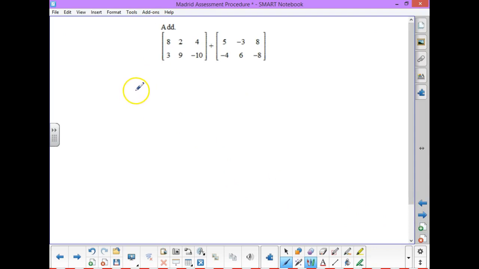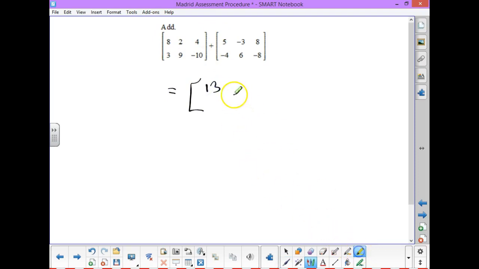Alright, this next one says add these two matrices. This is a lot like the first one, but a lot easier. Okay, so go ahead and follow with me. Now, one thing I do want you guys to pay attention to is that all these guys are in the first row. Only the 8 is in the first row and the first column. So when it comes to adding them, check this out. It's 8 plus 5, 13.